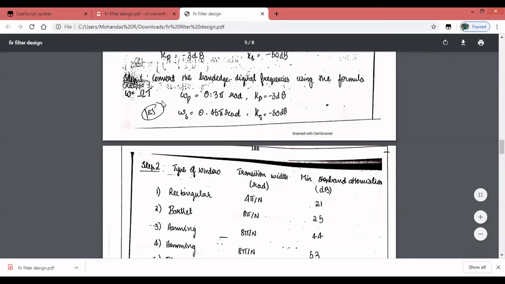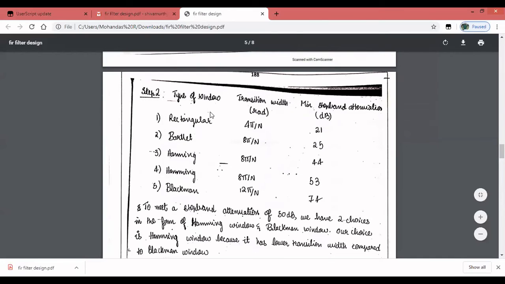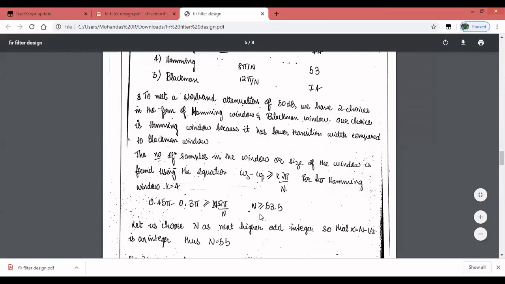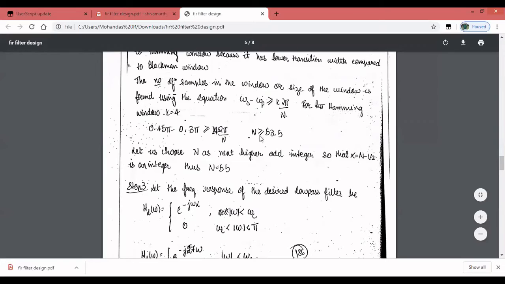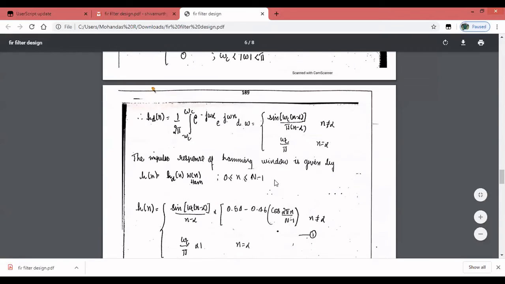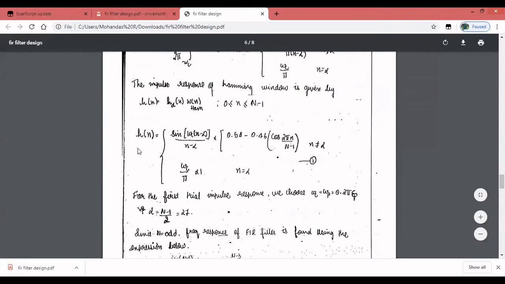First we have to convert into digital frequencies, then select the window based on the attenuation as well as the transition width. Then find the value of capital N, using this particular formula, based on the value for the Hamming window with respect to the K value. Then find the alpha value. Then find this particular equation, that is nothing but the impulse response equation for the particular window.